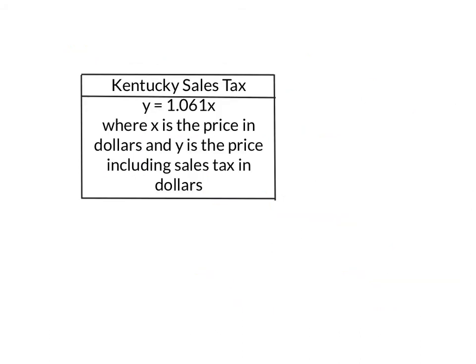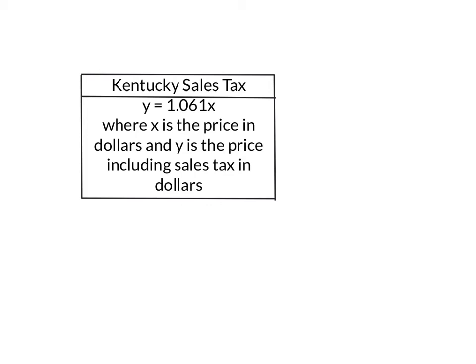Well, next we're going to find the sales tax from an equation. It says that Kentucky sales tax is modeled by the equation y equals 1.061x, where x is the price in dollars and y is the price including sales tax in dollars. So again, we've got this 1.061, and again, if you've caught on, this 1 represents 100% of whatever you're going to buy plus the 6.1% that you're going to spend in sales tax. So really in this case, it's just recognizing where it is. Again, y is the price including sales tax equals multiplying the price by 1.061.